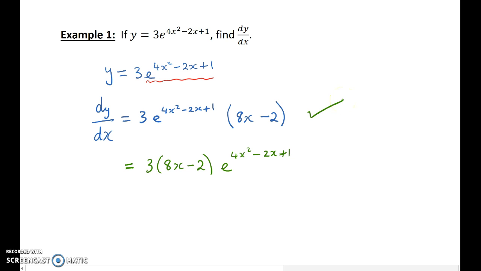So remember what it is. You keep the constant. When you differentiate an e, you get exactly the same thing. So this part comes from differentiating the e, and then we have to multiply that by the derivative of the power. Okay, hopefully that clears that up for you. Any questions you have, just ask.